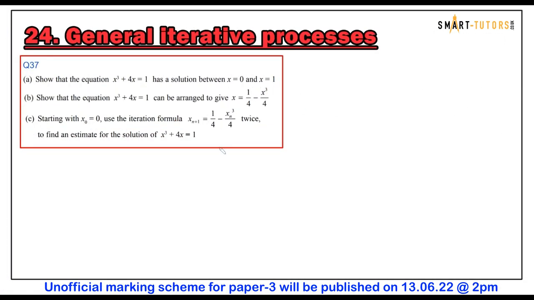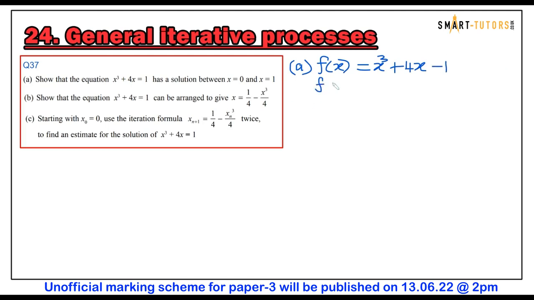Topic number 24, general iterative process. Iterative process means you need to keep doing the same process, the same equation, again and again to fine-tune the answer. The first part is a different topic. Let's explain the first part. Show that the equation x cubed plus 4x equals 1 has a solution between x equals 0 and x equals 1. First of all, you need to assign this function as f(x) equals x cubed plus 4x, bring the 1 to this side as minus 1.